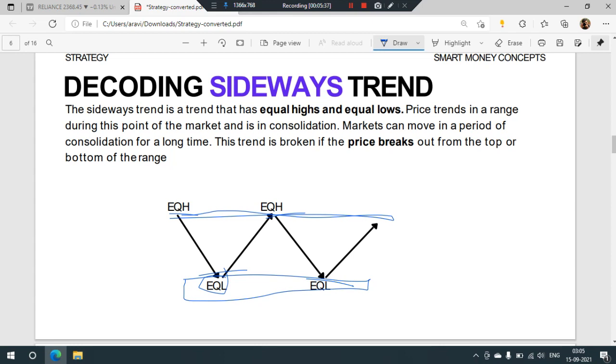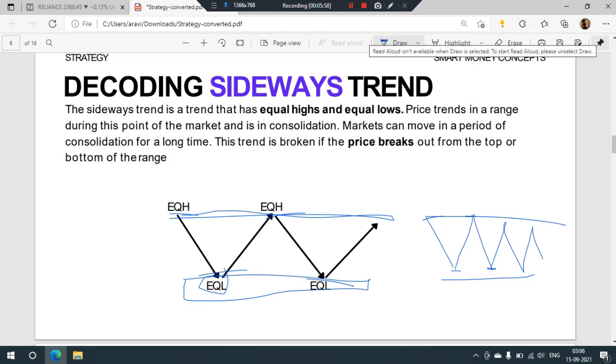So if a market forms this high and this low and then retraces or corrects to form again the same high and then again the same low, so if it goes like this, it is known as a sideways market. Okay, so let's move on to the chart and identify these things.